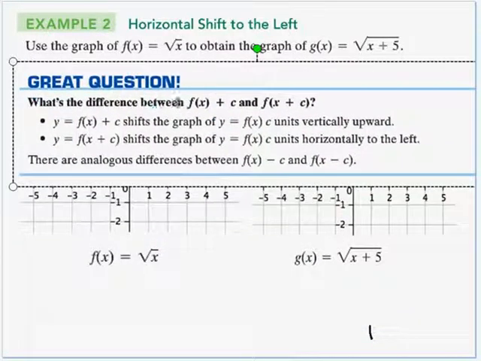So what's the difference between f of x plus c and f of quantity x plus c? If the c is outside of the operation, it's a shift vertically up or down. If you're doing f of quantity x plus c, if you're messing with the x value before you're performing some operation like squaring or square rooting it, then that's going to be a shift left or right.